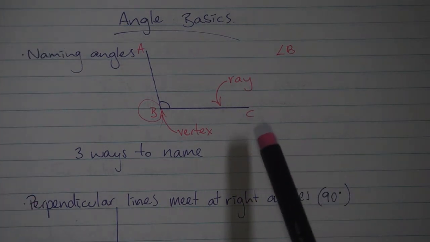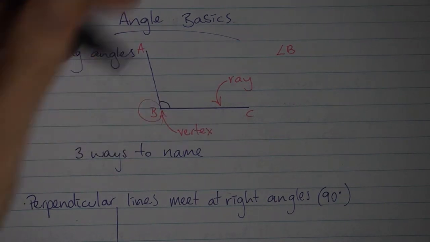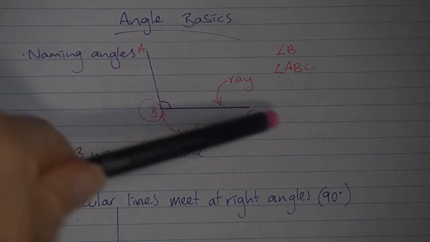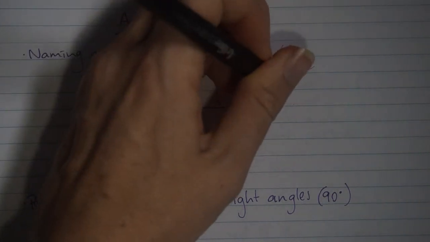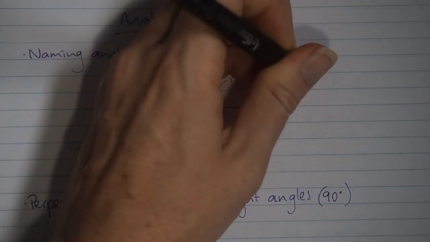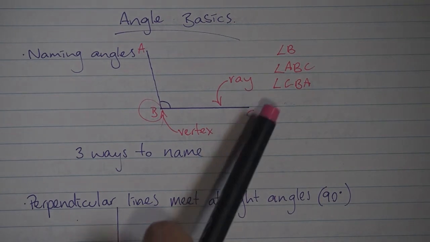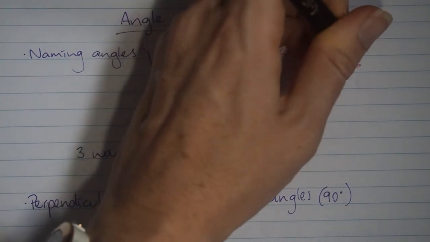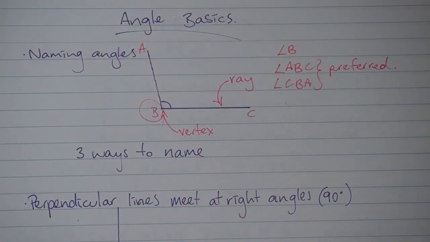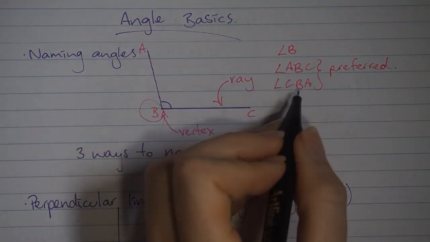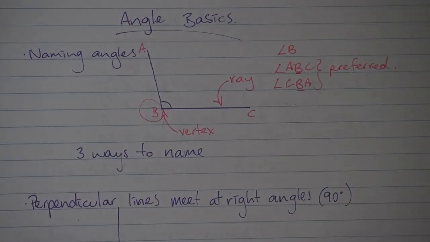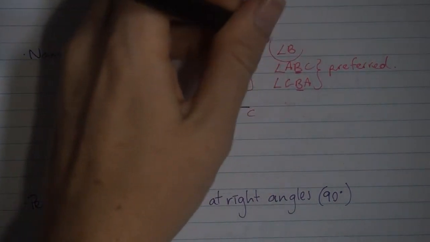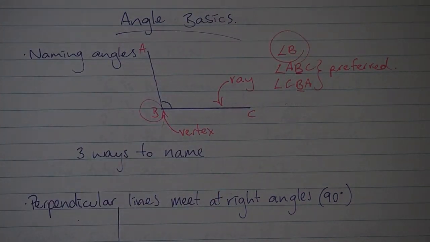Another way we can name the angle is ABC. So we can call it angle ABC because it goes from A to B to C. The last way we can name it is angle CBA. It's the same thing, it's just going back in the other direction, CBA. Now, either of these are okay, all right? It doesn't matter which one of those you choose. However, you just need to make sure that B is in the middle of your name because it's the vertex.